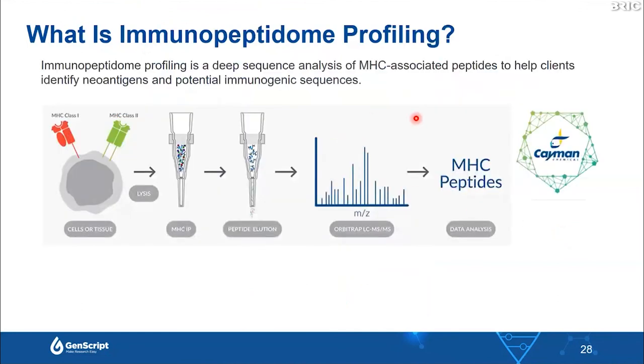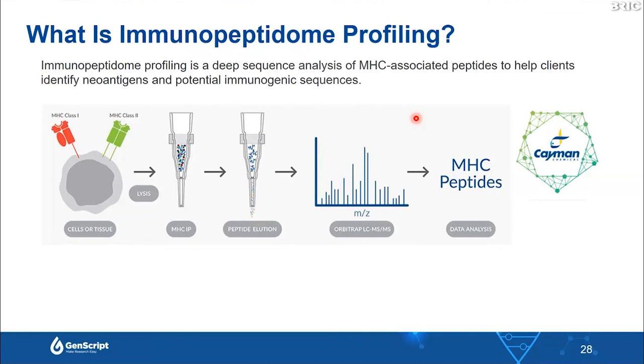So not only so, we understand many of our peptide libraries are also being used in cancer research and also T-cell immunotherapy. That's why we have collaborated with Cayman to provide immunopeptidome profiling, which is a deep sequence analysis of the MHC-associated peptides to allow clients to identify new antigens and potential immunogenic sequences.